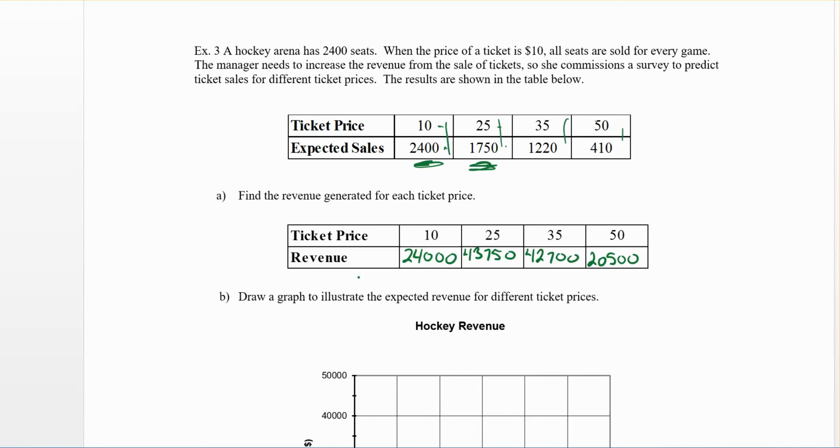Ticket price, so the revenue, how many dollars you're actually going to make, is going to be 2,400, and then it looks like I'm going to make more money if I boost the tickets up. A little less money if I boost it up even more, and if I go to 50, I'm going to be losing because not enough people are coming. So you can tell I'm going to get something that goes up and then it goes down again, is what we're predicting here.